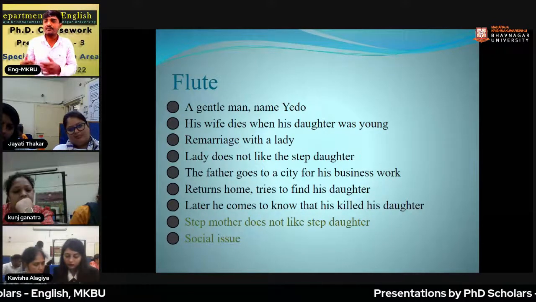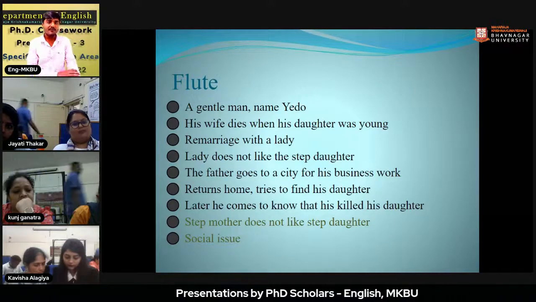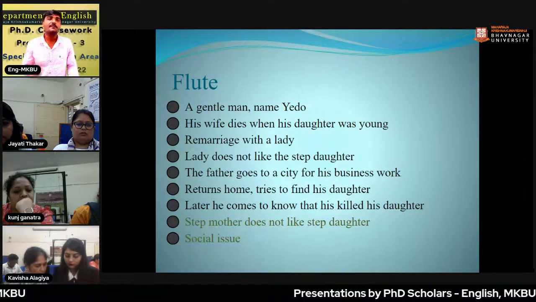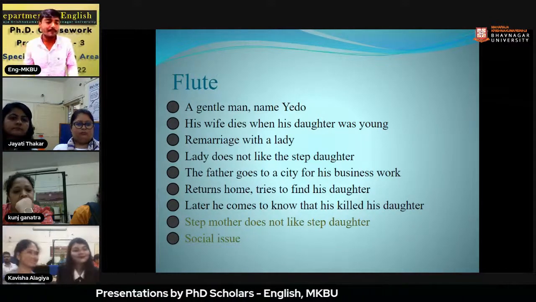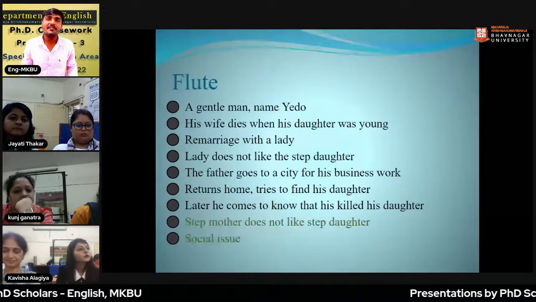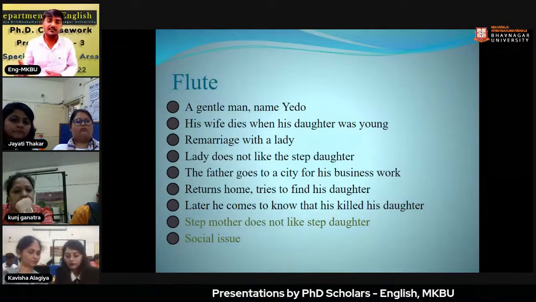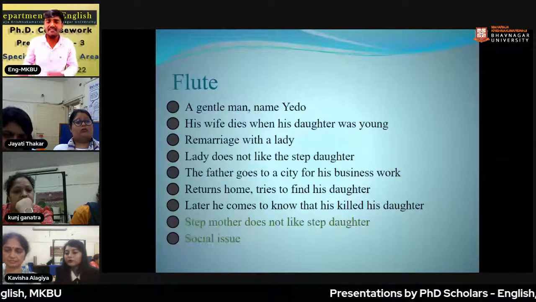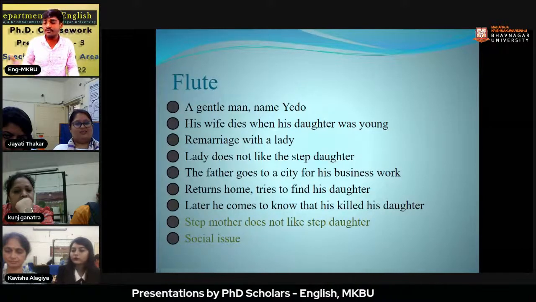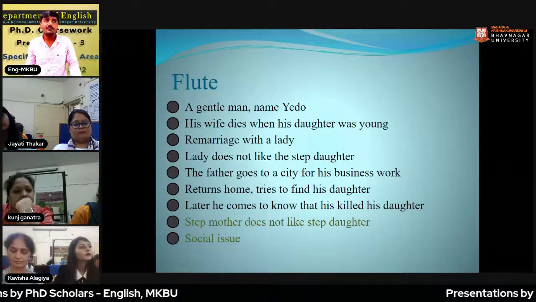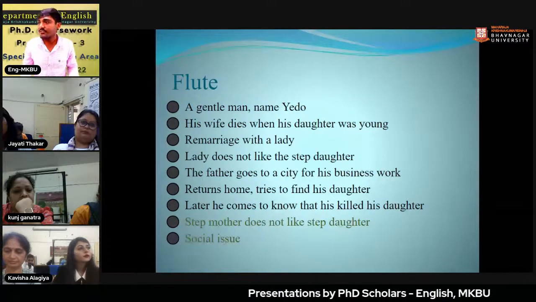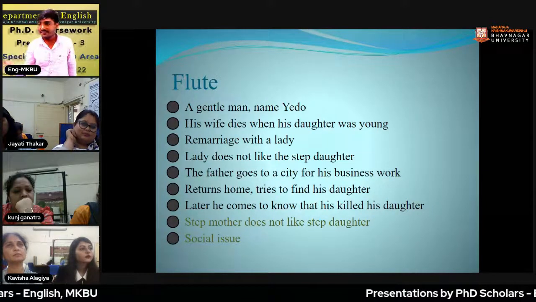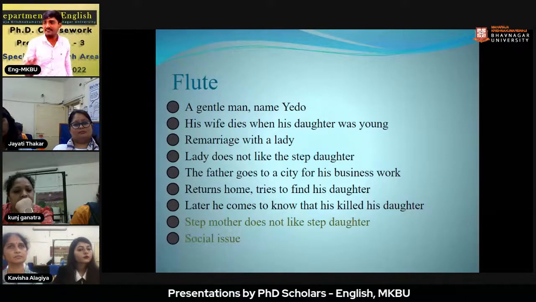So basically the story is about a gentleman whose name is Yedo, and in the folktale his wife dies. And he remarries a lady, but the lady does not like the girl, who is actually Yedo's earlier wife's daughter. So this lady does not like the stepdaughter, and once the father goes to a city for his business work. And when he returns home, he tries to find his daughter, but he couldn't do so. Then later he comes to know that his daughter was killed by his second wife. This is the glimpse of the folktale.